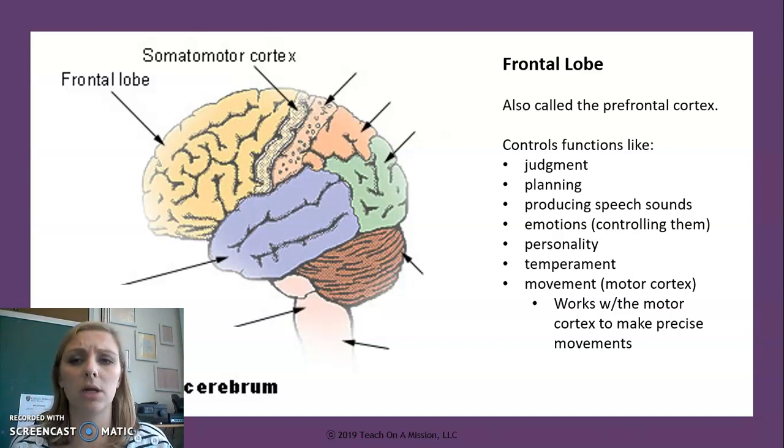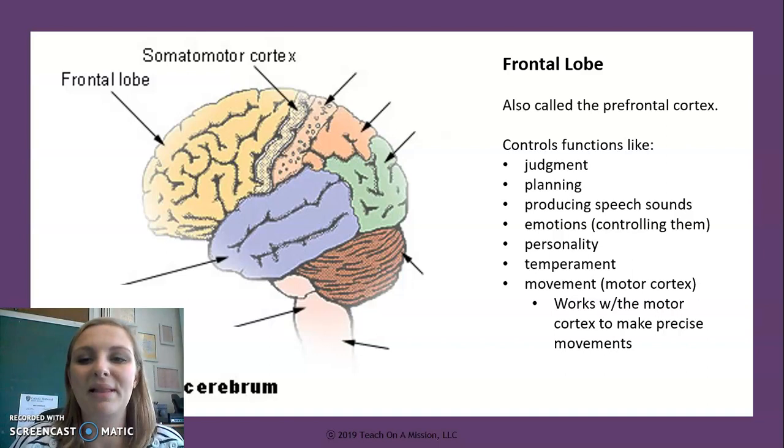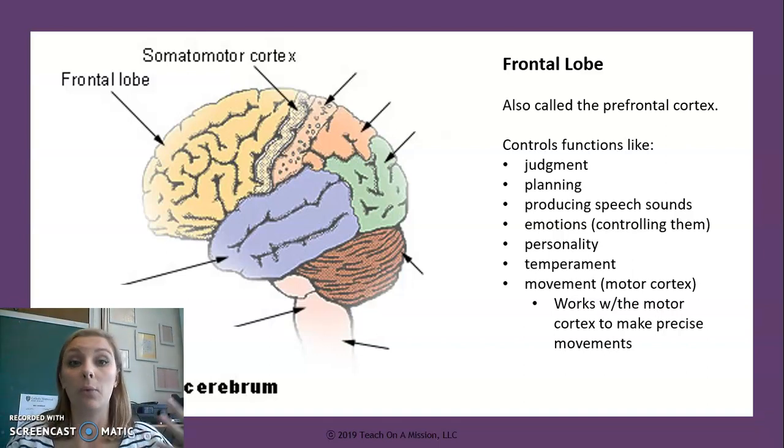So the frontal lobe is going to control things like judgment. So can I drive this car after I have drunk alcohol? Planning. So I would like to go to college, therefore I should take the ACT. It's also responsible for producing our speech sounds, controlling our emotions, which you probably know right now that you're not great at. Remember, you blow up at your parents for the smallest things. That's because your prefrontal cortex is not fully developed yet.